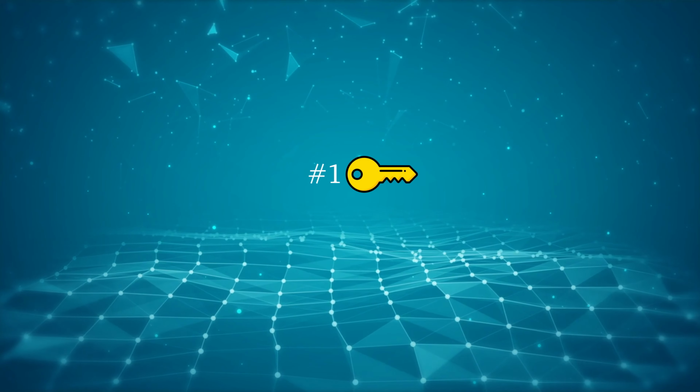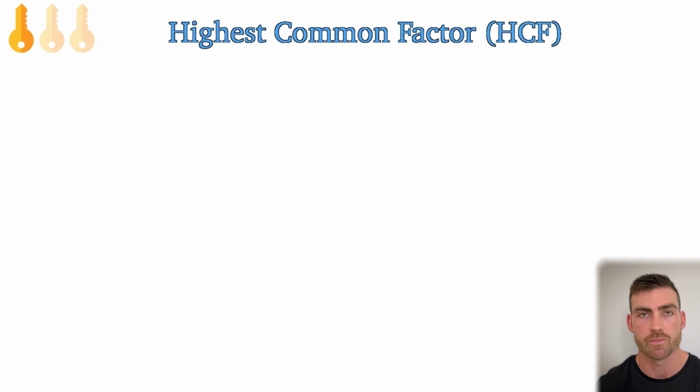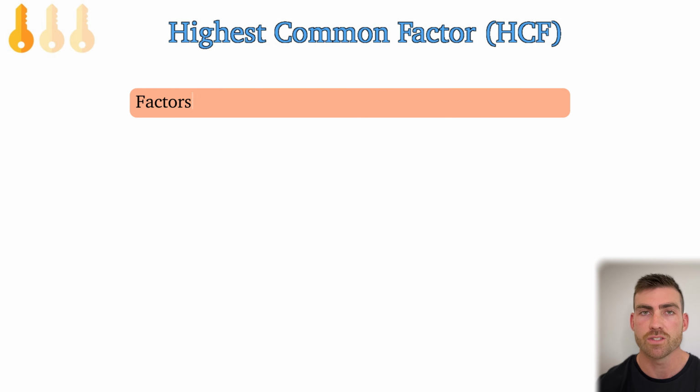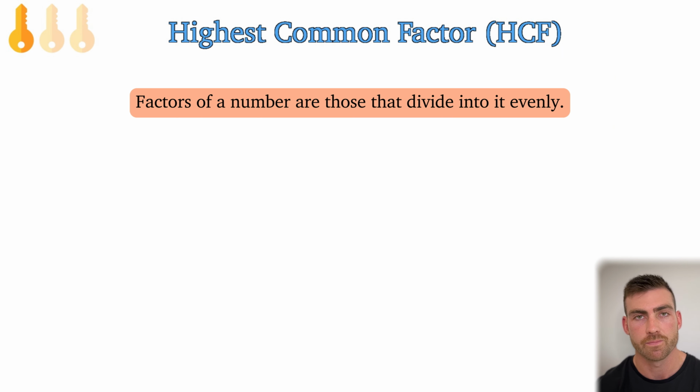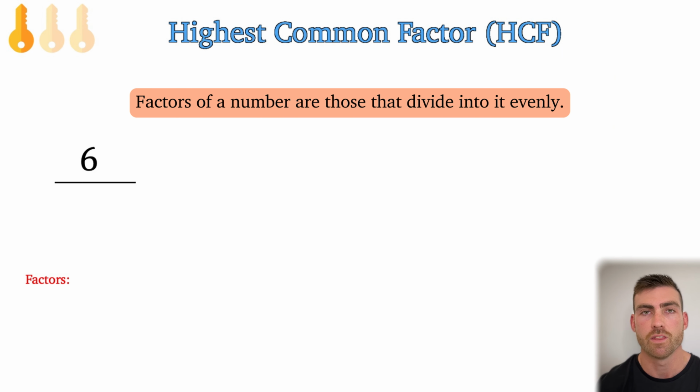Starting with the first key. In this section, you'll learn the critical skill needed to factorize algebraic expressions. The critical skill is finding the highest common factor. Do you remember what a factor is? Factors of a number are those numbers that divide into it evenly. For example, the factors of 6 are 1 and 6 and 2 and 3.